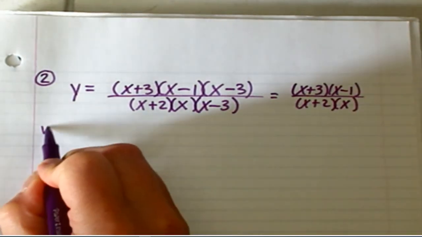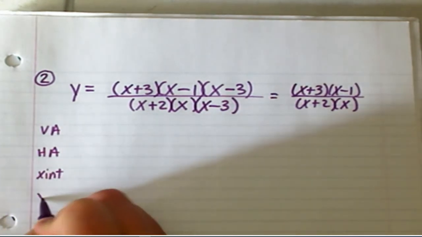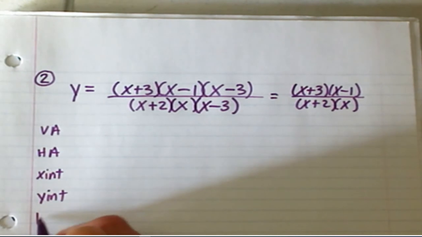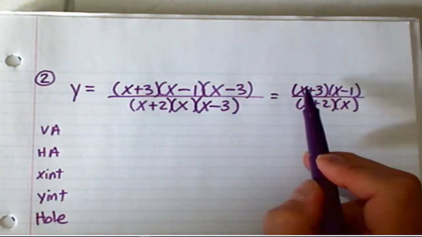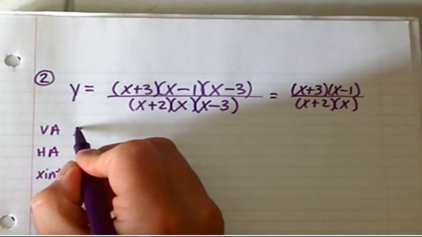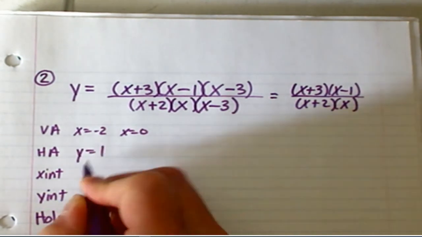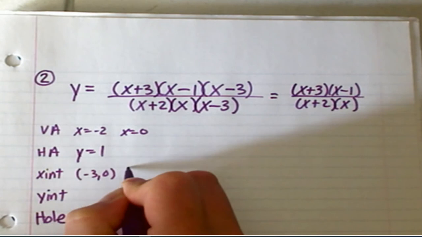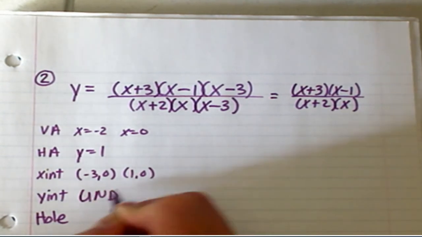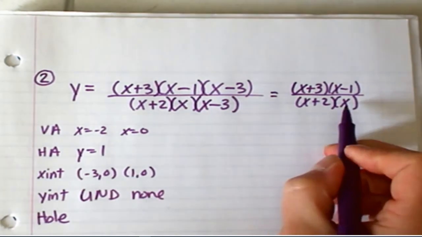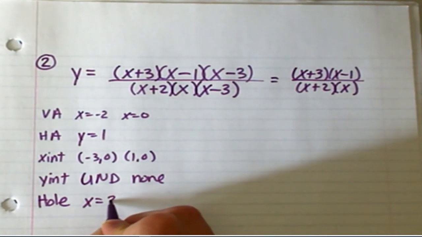All right. Vertical, horizontal, x, y, and this time I'm going to add hole. Now it is balanced, right? See, quadratic, quadratic. So we get x equals negative 2, x equals 0, y equals 1. Negative 3, 0, 1, 0. Undefined, right? So none, because I can't divide by 0. And hole. The hole is at x equals positive 3.